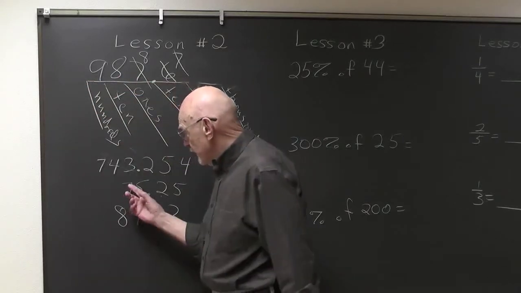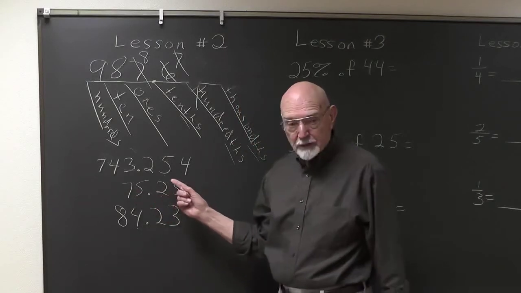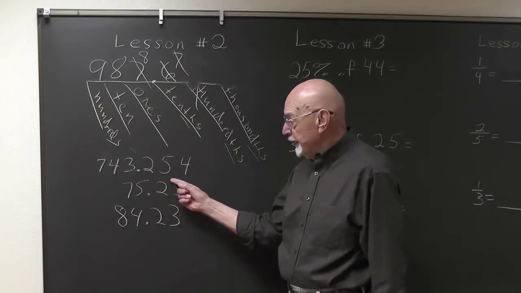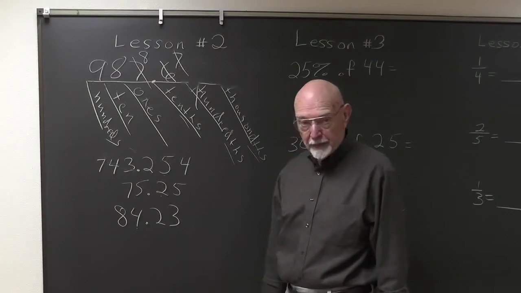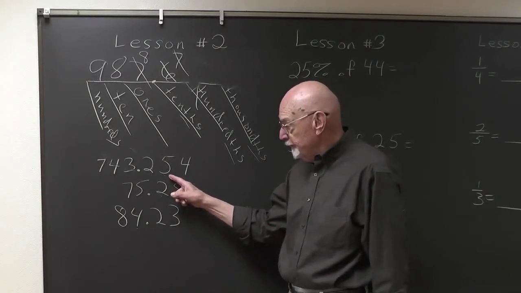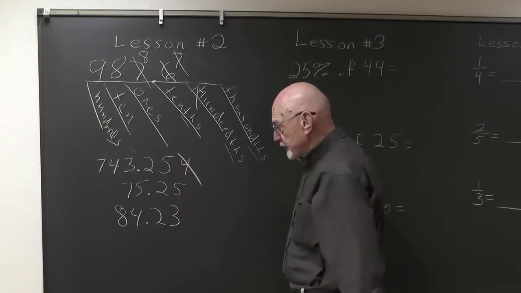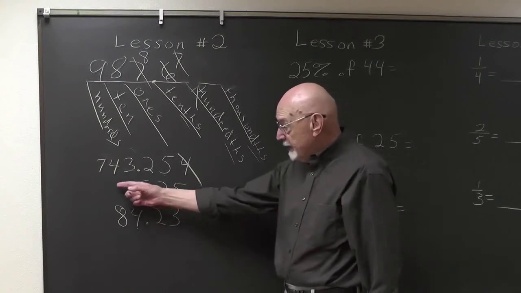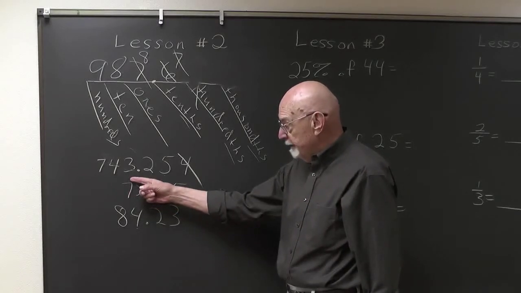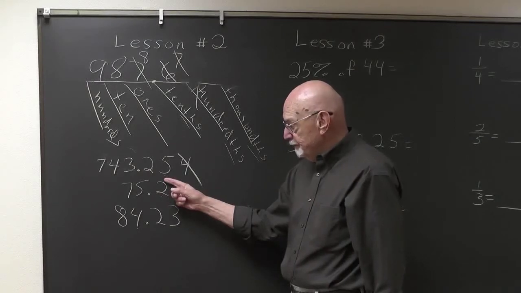So let's do a couple more for practice. Let's say this one wants us to round off to the nearest hundredth. 1, 2 to the right of the decimal point. So we look to the right. It's not 5 or more, so we just drop it. And that answer is 743 and 25 hundredths.